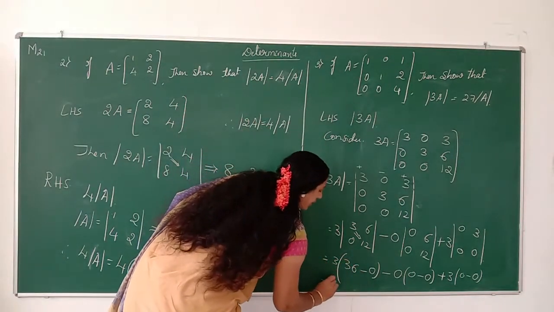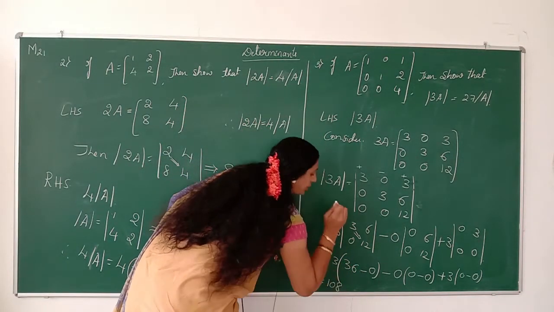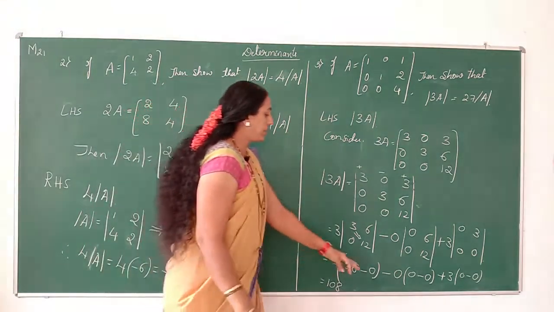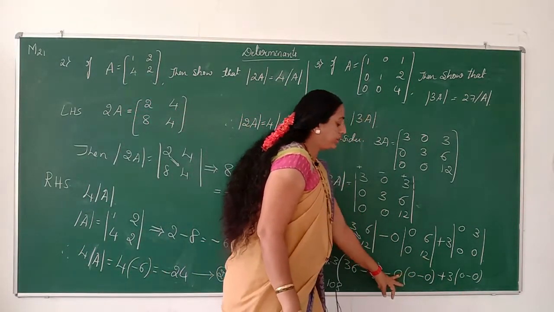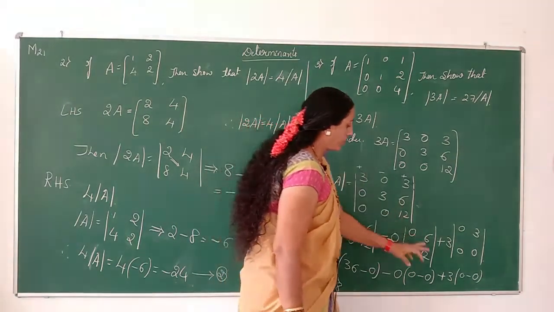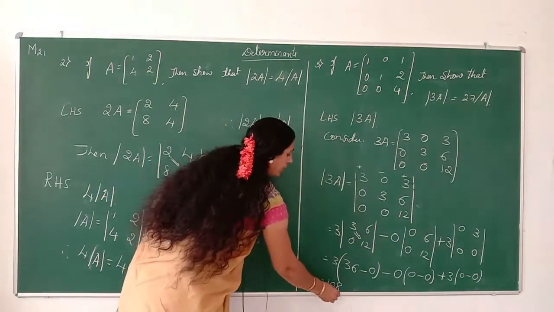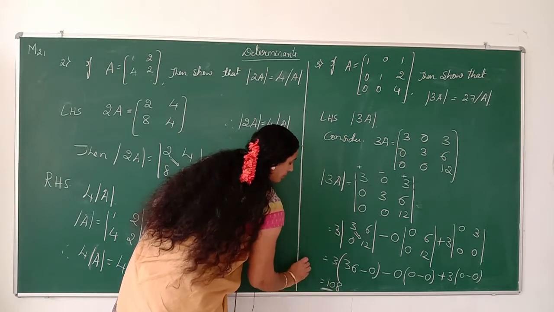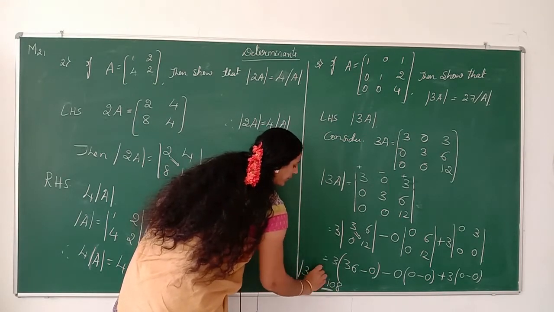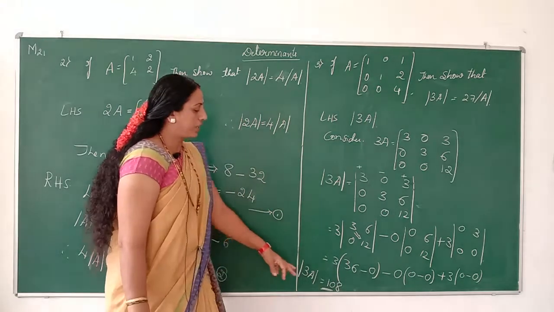36 into 3 is 108. The next element, 0 into the minor, is also 0. Again 3 into 0 is also 0. Therefore, the value of the LHS, the determinant of 3 into A, is 108.